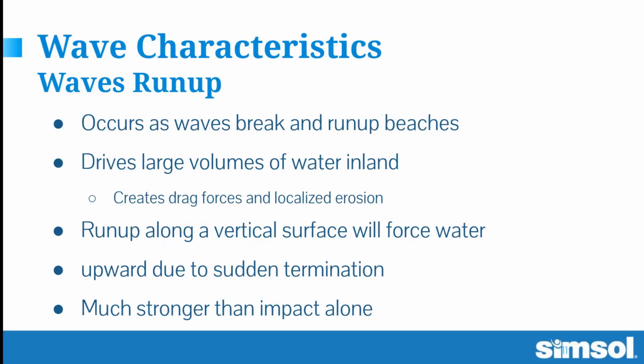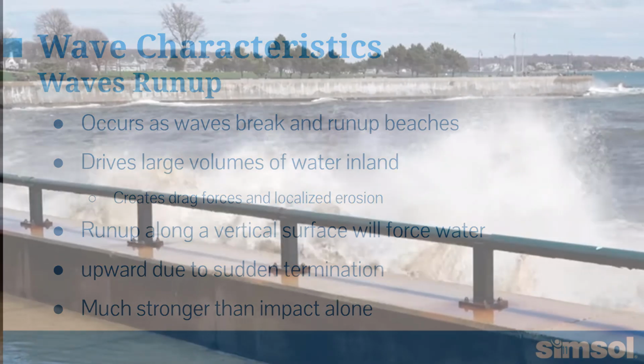Now with wave run-up, that occurs as the waves break and they run up the beaches. You see this a lot at the beach where all the smaller kids play in the shallow water that ebbs and flows. This drives large volumes of water inland, and it creates drag forces on buildings or any kind of obstruction in its path, which can cause localized erosion around those buildings. The run-up along a vertical surface typically forces water upward due to the sudden termination and is much stronger than just the impact. Think about some of those great pictures they show on the Weather Channel, those videos of the nor'easters with big waves slamming those seawalls up in Boston. Makes for great television, not so much for the building.